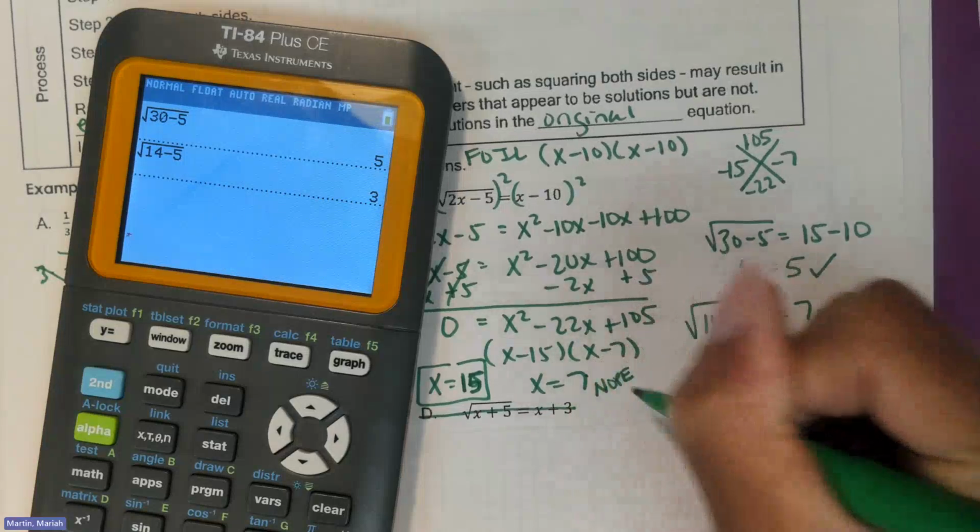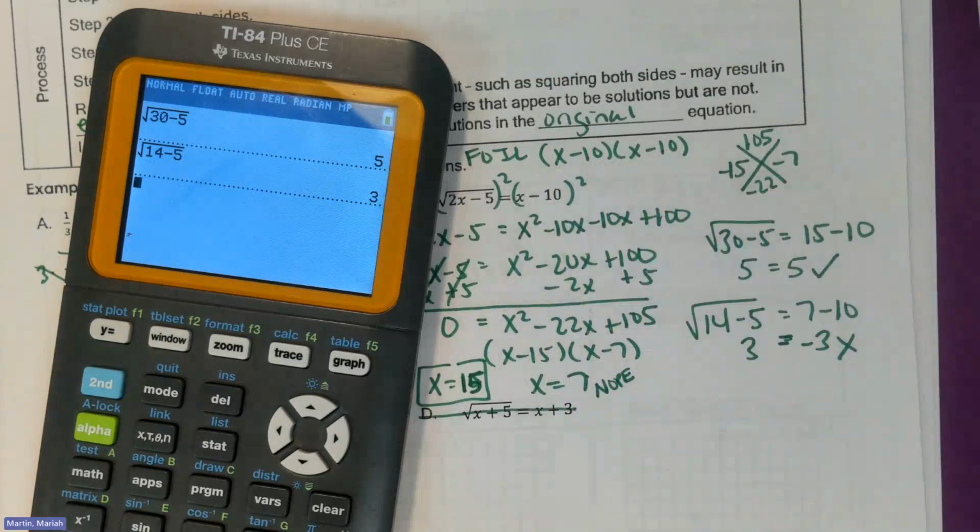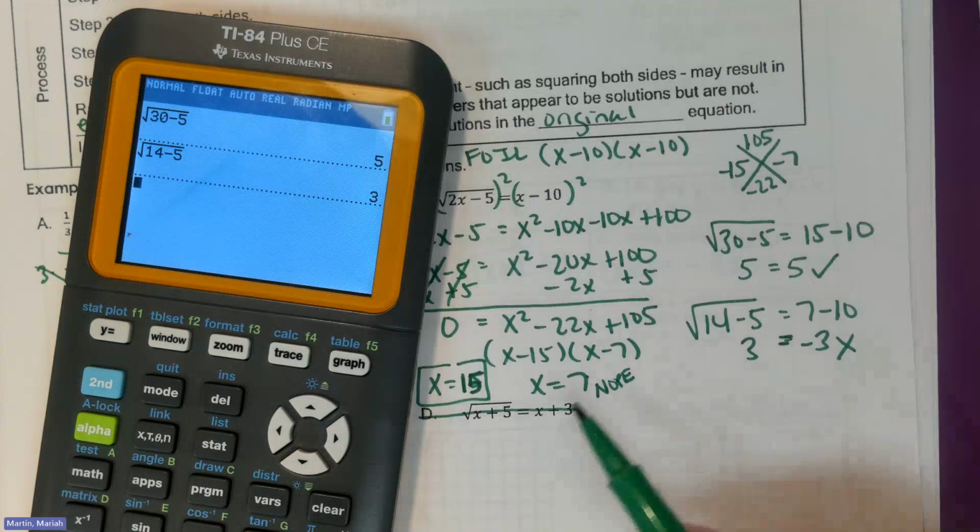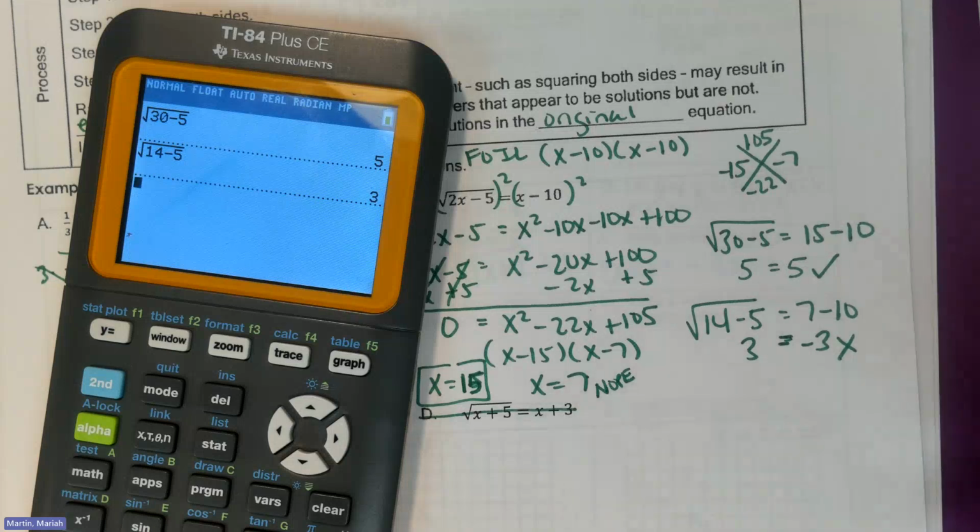I'm going to go ahead and put nope, because that is an extraneous solution. So this 7 is an extraneous solution. It appears to be a solution, but it actually is not. So x equals 15 is the only answer that will work for this.